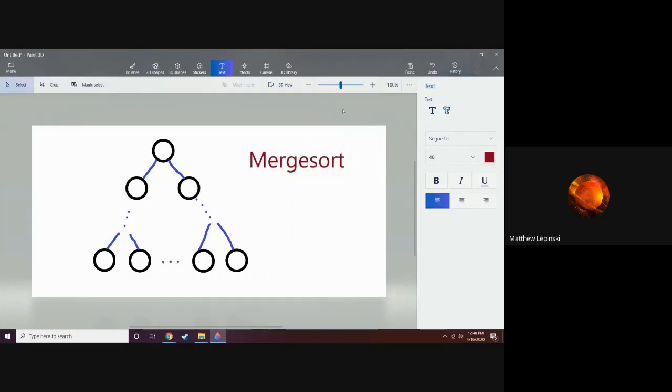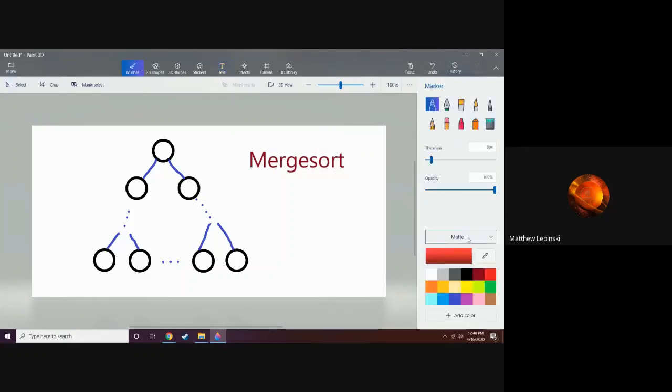In the case of merge sort, what I would do is solve this problem, and then I solve both of these problems, and then I end up solving every one of the leaves.